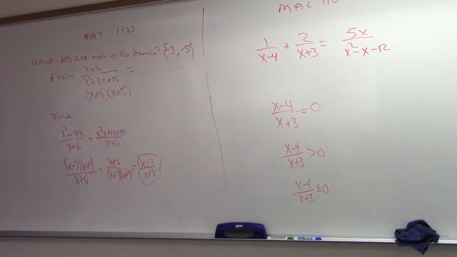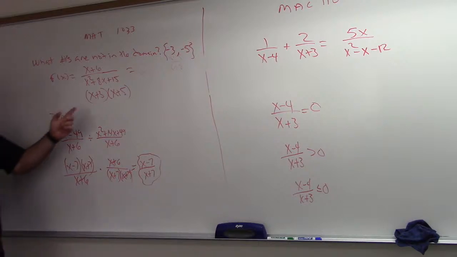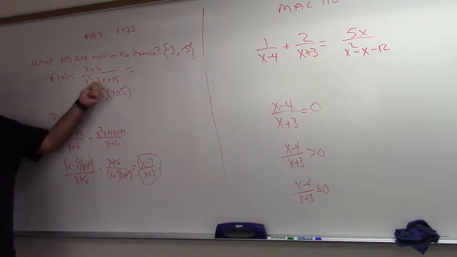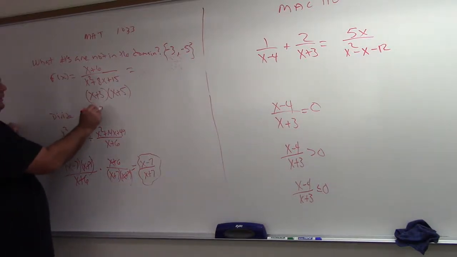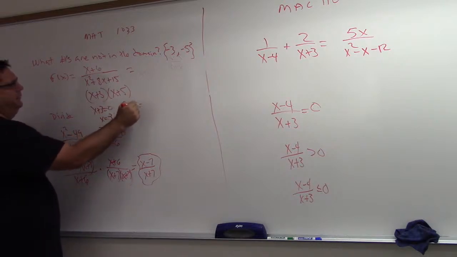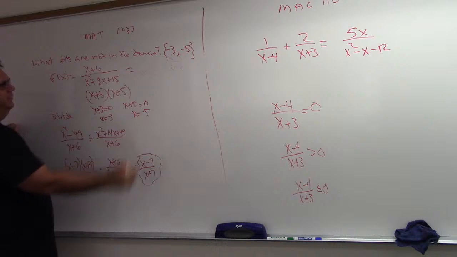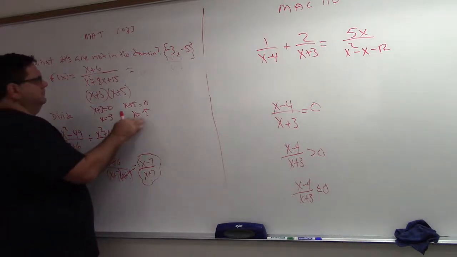Can you explain the first one? Because I didn't write it down. Explain what? I don't understand the first one. Number 1? Yeah. So if I ask you what numbers are not in the domain, you set the bottom equal to 0. And then you're just figuring out what numbers make the bottom 0. For x plus 3, the answer is -3. For x plus 5, the answer is -5. Okay. Oh, okay, I got it. All right? Yeah.